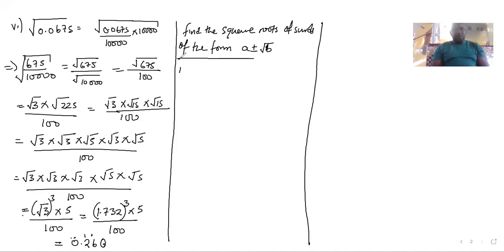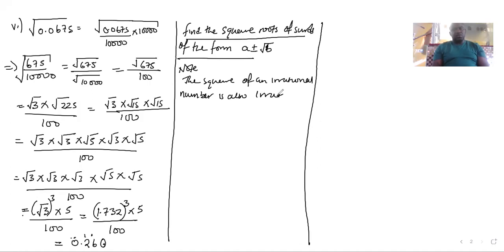And in this case, the first note we are going to have is this one. The square root of an irrational number is also irrational. So the square root of an irrational number is also what? Irrational, whereby it means that if you want to get the square root of a plus maybe root of b, this is the same as plus or minus root of x plus root of y.